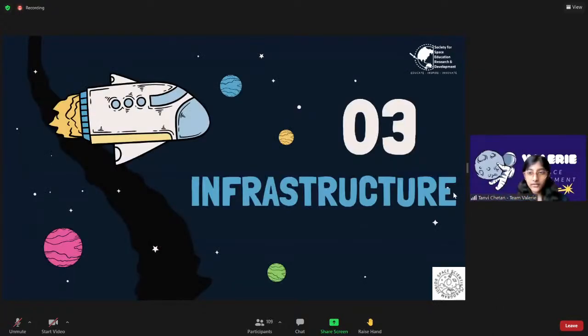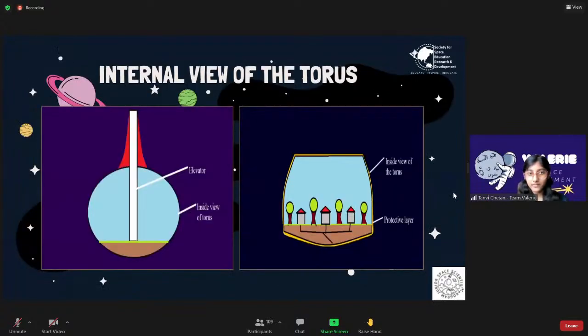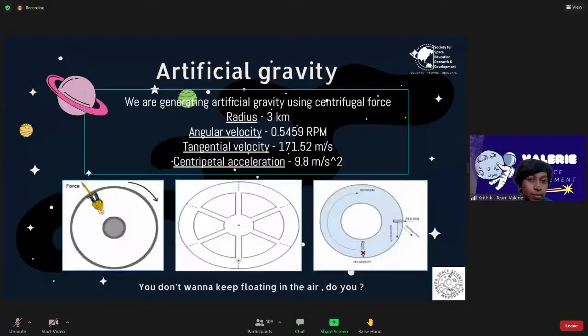Now let's talk about infrastructure. This is the internal view of the residential torus. We are going to go for an Earth-like and homely feeling so that the residents can feel very comfortable. So now, gravity is one of the most important factors here on Earth, and on the settlement, we'll be generating artificial gravity using centrifugal force.